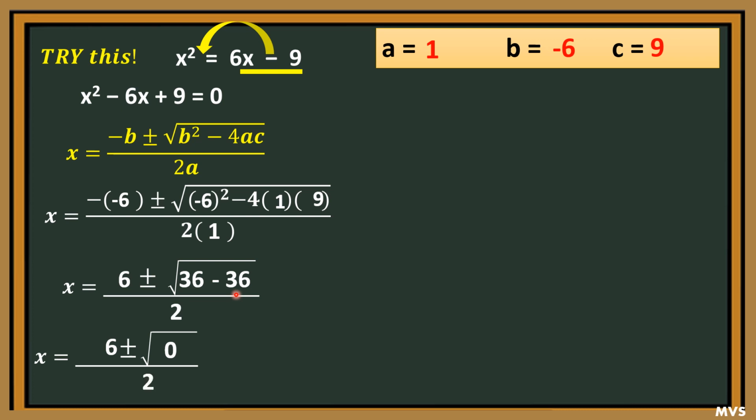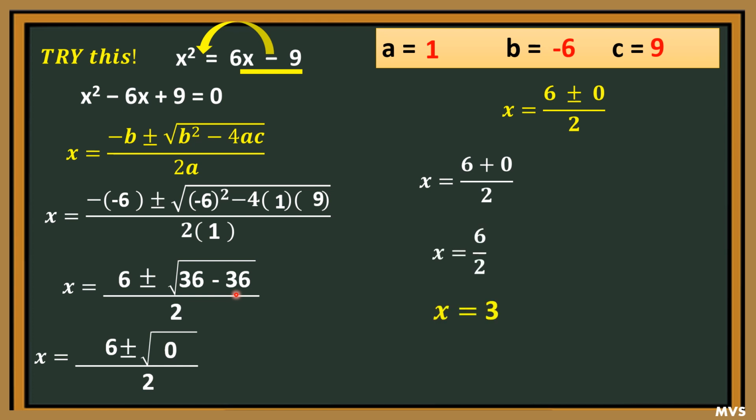Then we're going to simplify it further. We will have x is equal to 6 plus or minus 0 all over 2. We're going to separate the equations. The first one is x is equal to 6 plus 0 all over 2, and that is 6 over 2. Therefore, x is equal to positive 3. And the other one is x is equal to 6 minus 0 all over 2. So that is 6 over 2, and x is equal to positive 3.